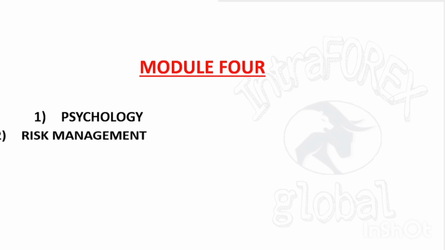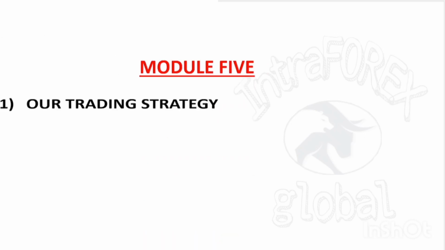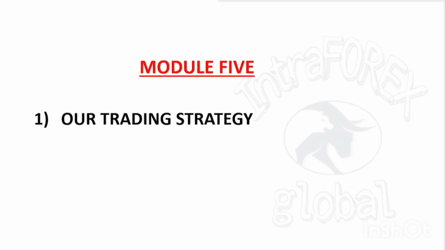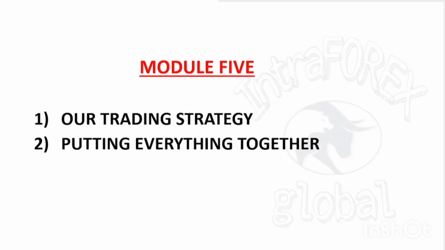Then of course module number 4 is where we cover the psychology of the market, you know, the expectation as you get into this business, and then the risk management, so that you'll be profitable in the long run. And then of course module number 5, this is where we put down the trading strategy. This is where I teach you the trading strategy, and then putting everything together. So don't just jump to module number 5, but start with module number 1 going to module number 5, so that you understand everything.